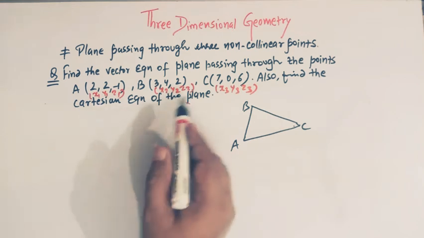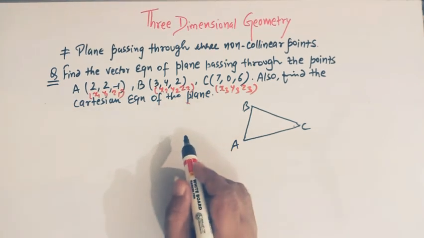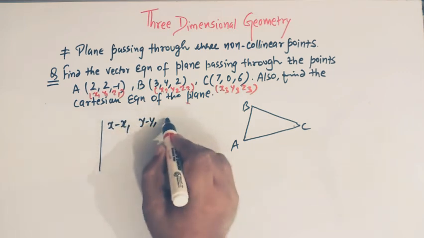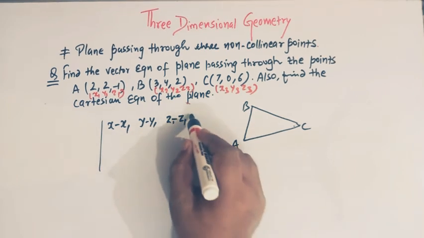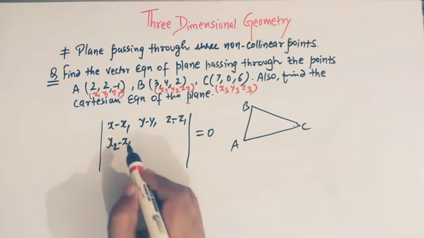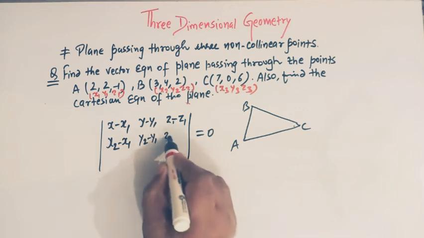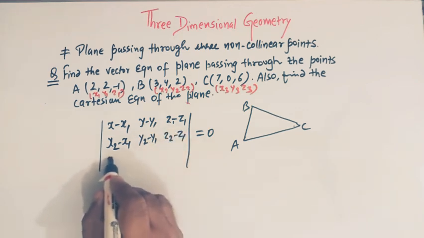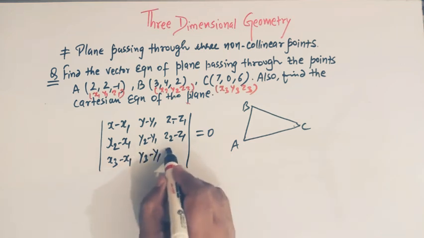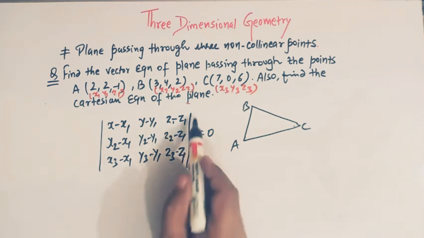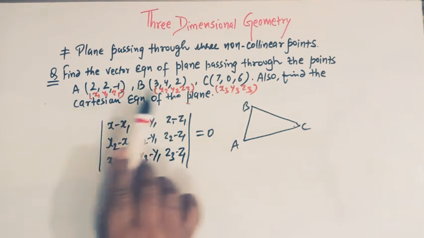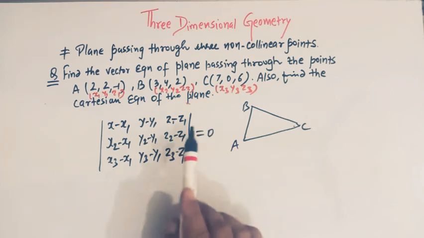So we know that the equation of a plane which passes through 3 non-collinear points is x minus x1, y minus y1, z minus z1, and this is x2 minus x1. Here we have y2 minus y1, then we have z2 minus z1, and here we have x3 minus x1, y3 minus y1, and z3 minus z1. So this determinant should be equal to 0, right? So let us now substitute the values of these 3 points in this determinant.